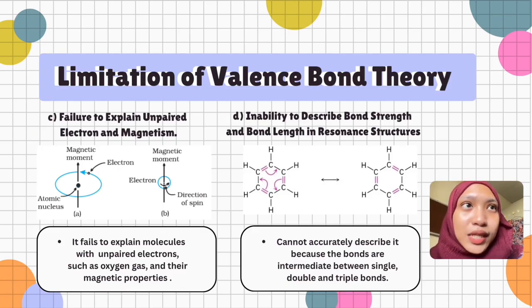Lastly is the inability to describe bond strength and bond length in resonance structures. VBT only assumes that electrons are localized in specific bonds. Because of this, the theory cannot explain resonance structures where electrons are delocalized over one or more bonds. As a result, VBT cannot correctly explain the actual bond length and bond strength, which are intermediate between a single, double, or triple bond, as observed in resonance systems such as benzene.